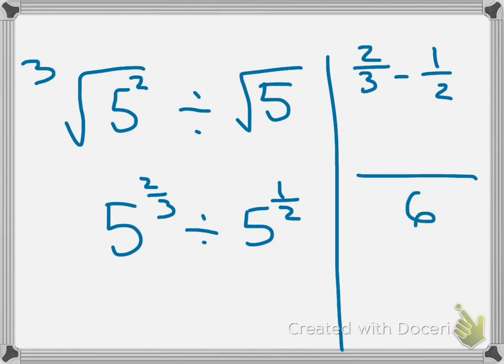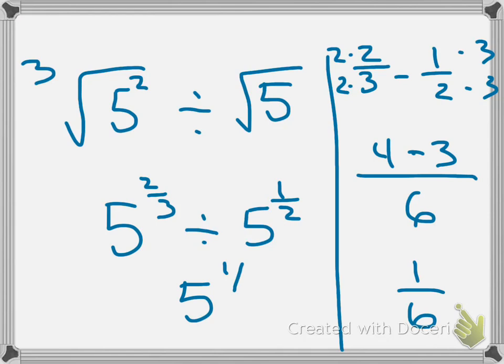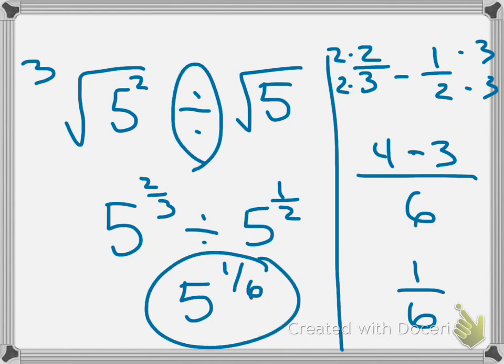And so we have to multiply by 2 here, and that'll be a 4. We multiply by 3 here, top and bottom, and it'll be a 3. And we're going to subtract. So 1/6. So this will be 5 to the 1/6. The thing to remember is that when you're dividing, you subtract the exponents.